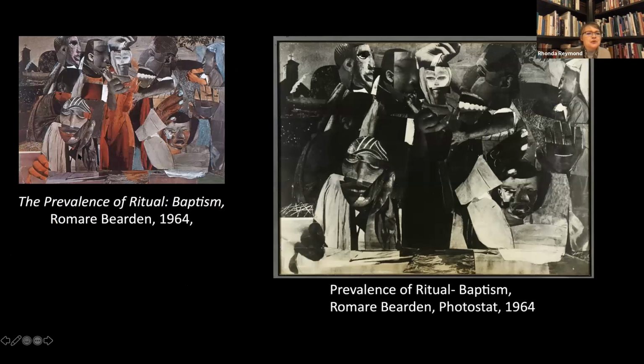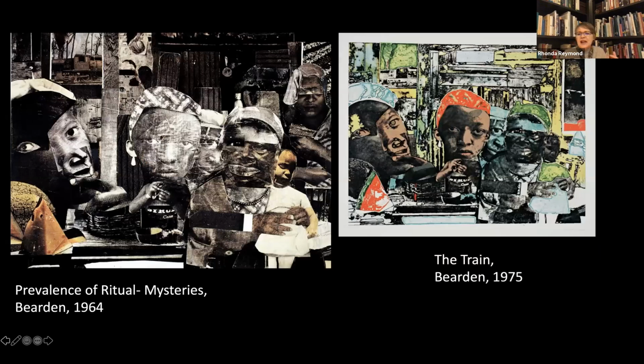Here we have the ritual, the prevalence of ritual of baptism. So there's water down here. We could see a little bit of the water coming, cascading down, and figures gathering together. So we can make out a lot of what's happening. He has things that happen in the city, things that happen in the country.